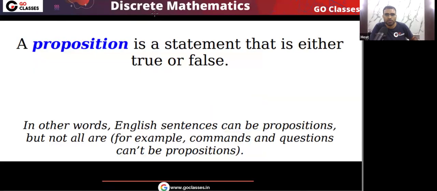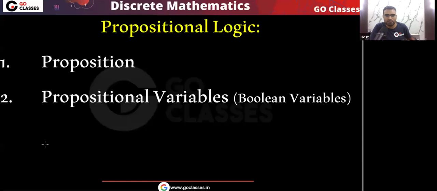Very simple. So finally, this is the conclusion. What is a proposition? This is a statement which is true or false. That's it. Now remember, commands and questions are not propositions. Now we have seen what is a proposition. A proposition is a declarative statement which is true or false. Now let's see propositional variable.